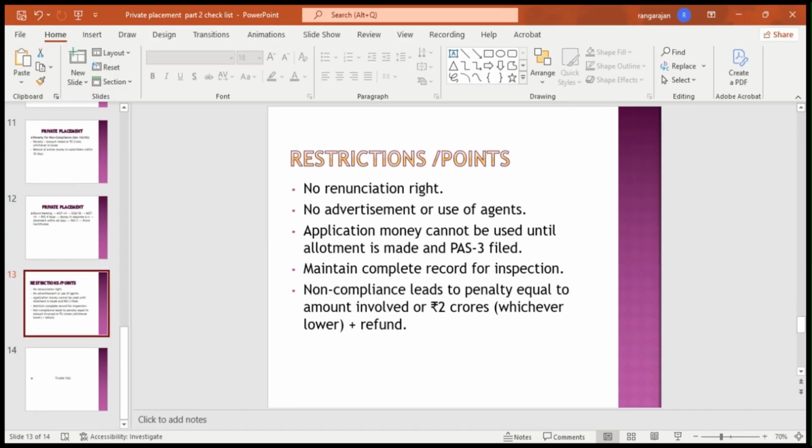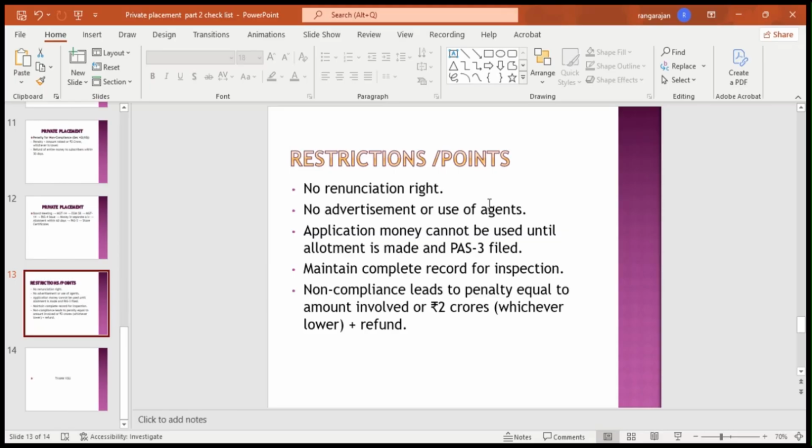So what we have to understand here in this private placement checklist are the restrictions or points we have to keep in mind. No renunciation right, no advertisement or use of agents. The company is not to issue any advertisement or use agents for mobilization of the funds. Application money cannot be used until the allotment is made and PAS3 filed. Maintain a complete record for inspection. If the shareholders or any third parties come, we have to maintain a complete record for inspection.